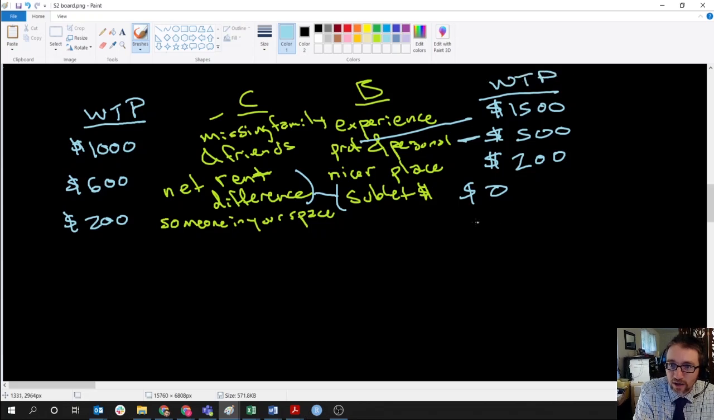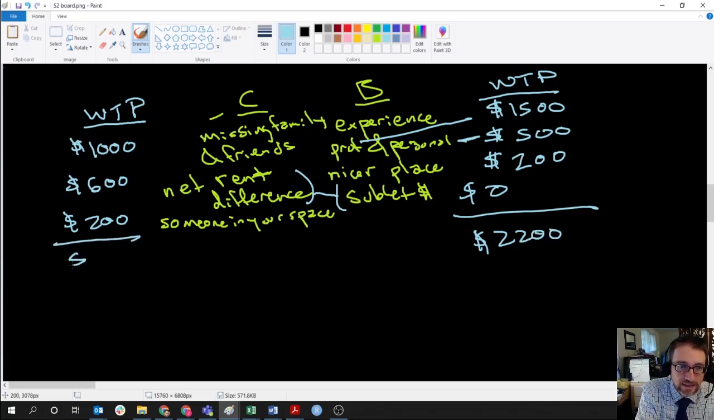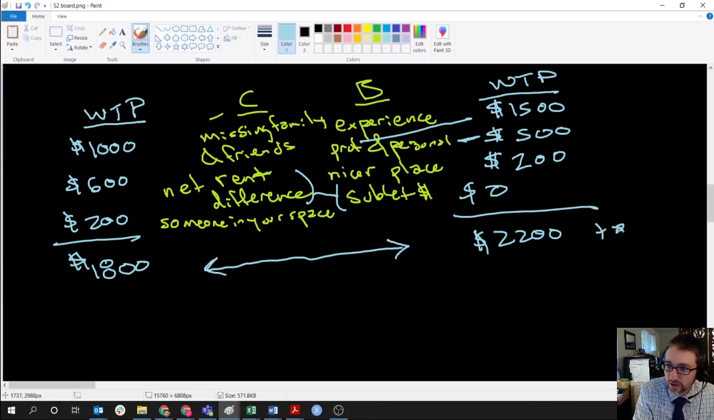This is your willingness to pay on the cost side. So what does that turn into? Well, you got $2,200 of benefit, and over here you got $1,800 of costs. And since 2,200 is bigger than 1,800, this says take the internship.